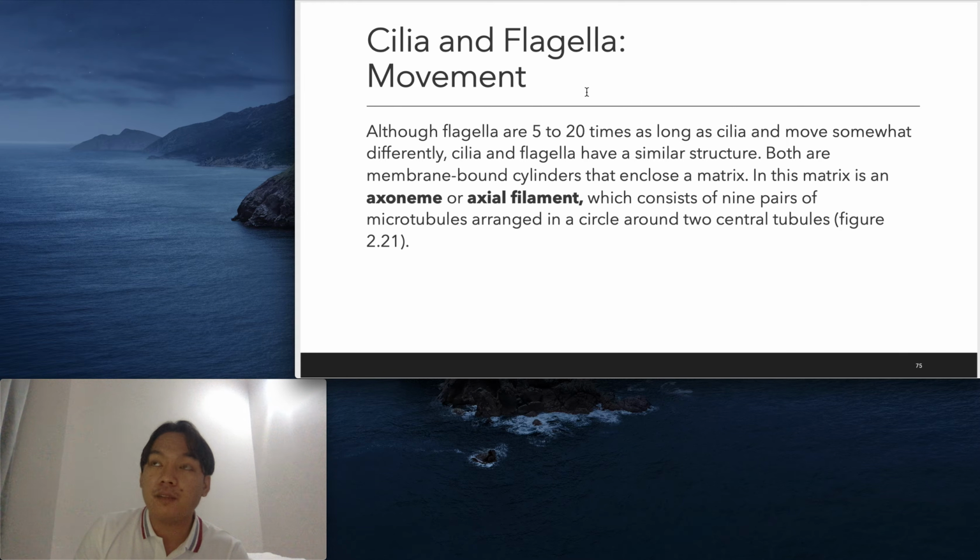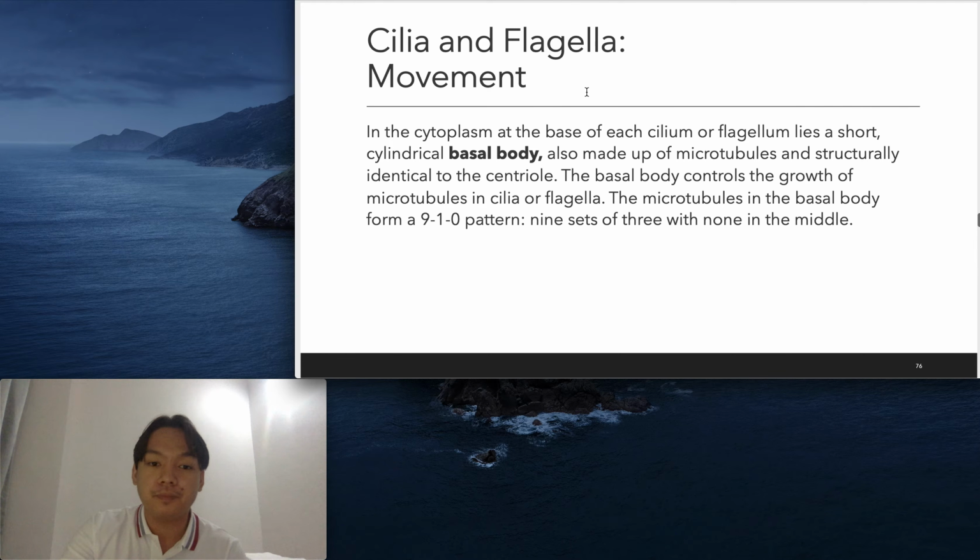Cilia and flagella have almost the same structure. Both are membrane-bound cylinders that enclose a matrix we call the axoneme, or axial filament, and they consist of 9 pairs of microtubules arranged in a circle around 2 central tubules. In the cytoplasm at the base of its cilium or flagellum, there is what we call the cylindrical basal body. They are made up of microtubules and are structurally identical to the centrioles. They have the 9+0 pattern, 9 sets of triplets with none in the middle.